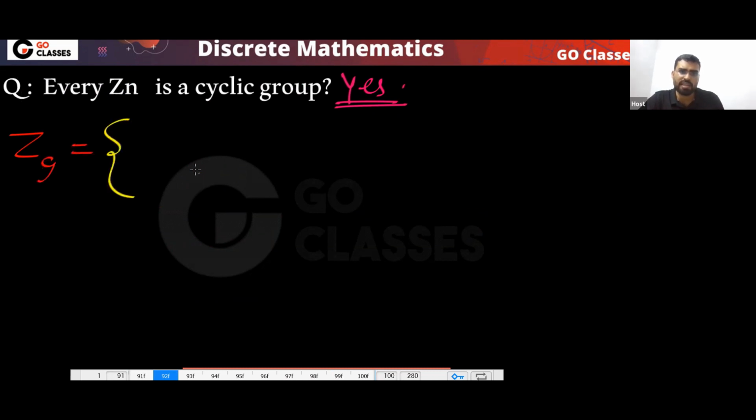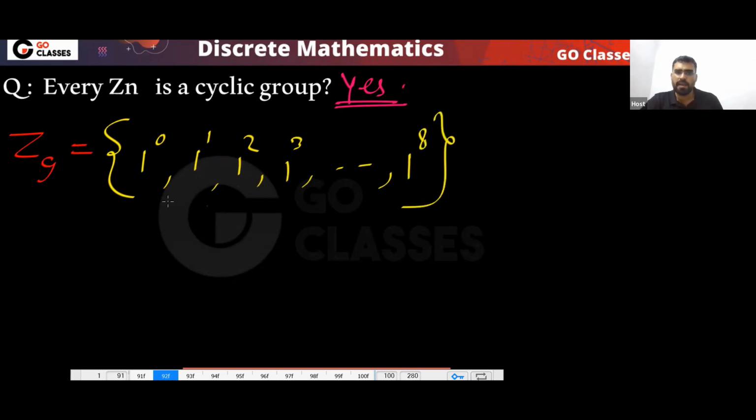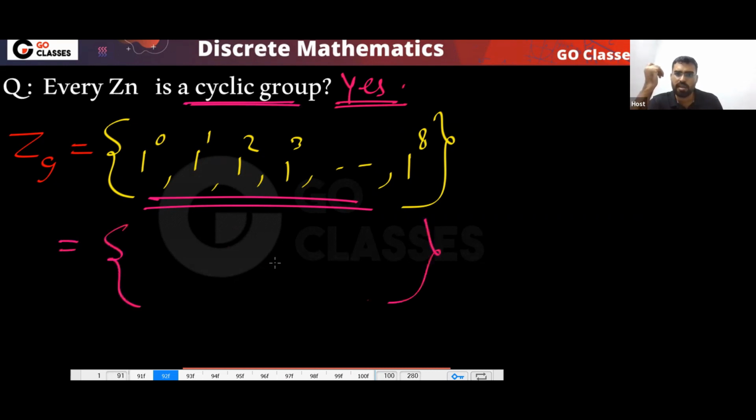So actually you can think like this. This is basically 1 power 0, 1 power 1, 1 power 2, 1 power 3, and so on, up to 1 power 8. Like this you can think. And this is the structure of a cyclic group. Yes or no? Because 1 is the generator, so I can say this is a cyclic group because there exists a generator. This is how you can write. And this is your 0, 1, and so on up to 8. So you can notice both these things are the same.